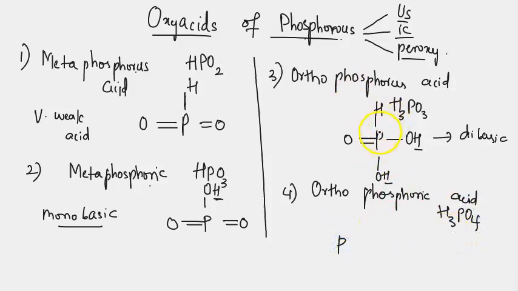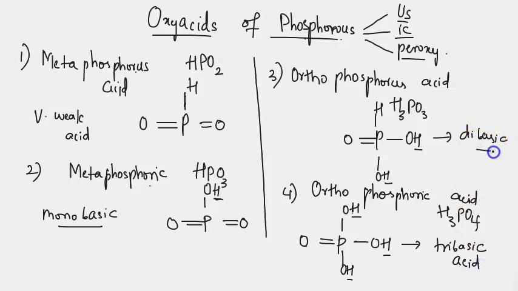So look at the structure above. P is connected to one oxygen with a double bond. Next we connect it with OH, OH and again with OH. Since there are 3 oxygens connected with 3 hydrogens, this is a tribasic acid. That means you can replace these 3 hydrogens with any other element. So orthophosphorus acid is dibasic, but orthophosphoric acid is tribasic.